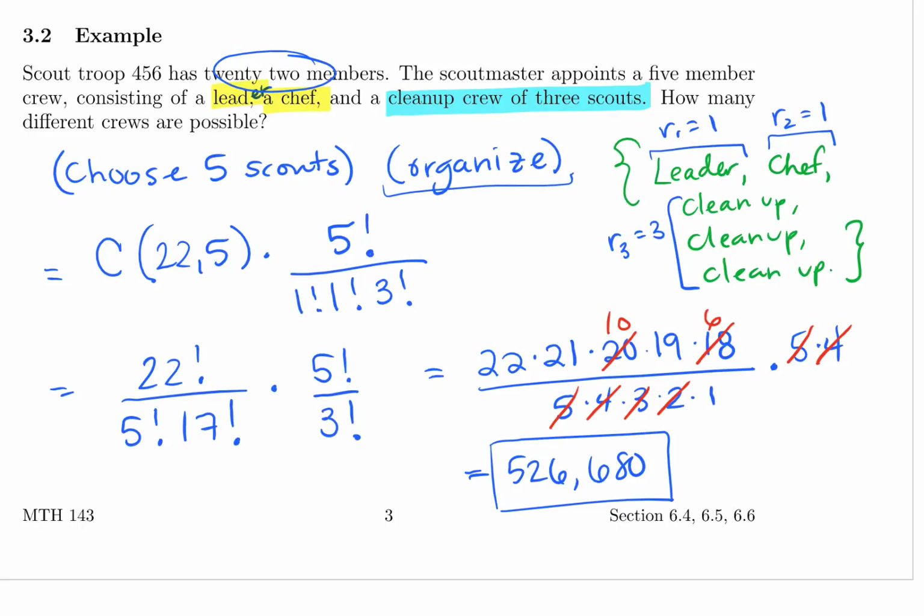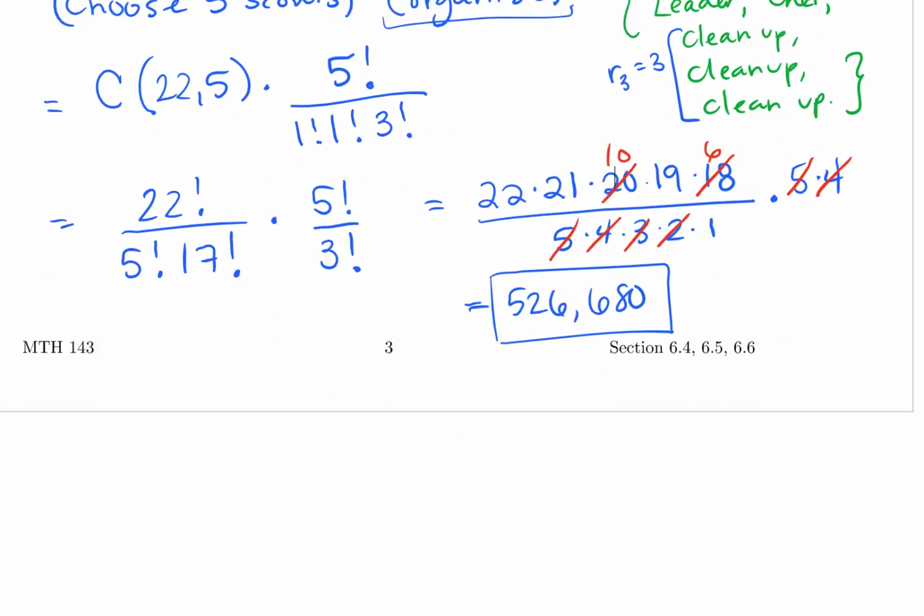I want to talk a little bit more about this last example we looked at, about choosing the scouts to be a leader, a chef, or the cleanup crew. The method that I showed you previously is just one way to do that problem. So let's look at a couple other ways, because there's usually more than one way to do a problem, so it's good to talk about them.